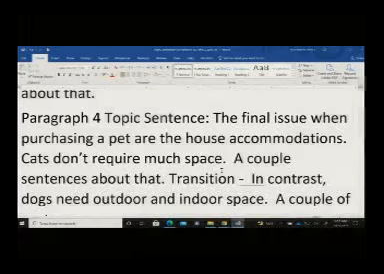You know, have you ever known that person that had the huge Great Dane and they lived in a one-bedroom apartment? That does not make sense. Any big dogs need lots of space, let's be honest, okay? Cats don't require much space.